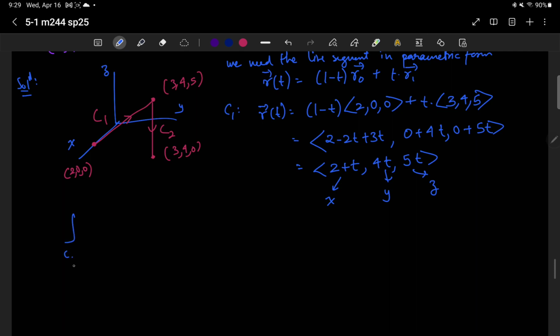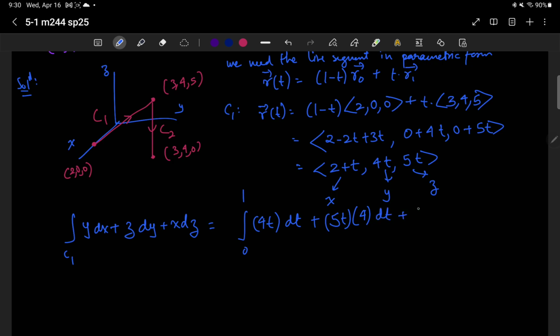So the first integral over C1 becomes, okay, let me write it. The problem was y dx, z dy, and x dz, which becomes an integral from 0 to 1 of y, which is 4t, and dx, which is dt, plus z and dy, which is 4, if you take the derivative of 4t, dt, plus x, which is 2 plus t, and the derivative of z, which is 5, dt.